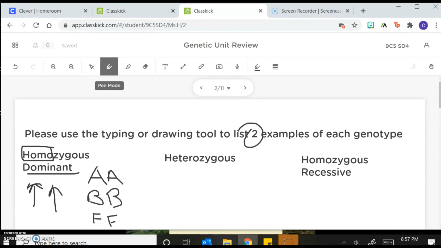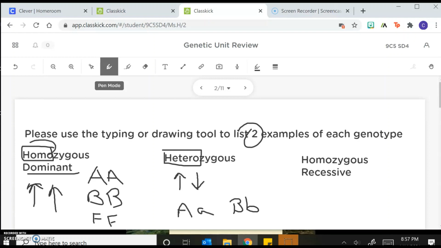Any 2 examples. Now our next is heterozygous. I know my root word hetero means different, so my letters had to be different. So this was an uppercase and a lowercase. And again, any letter. We could have had uppercase and lowercase, etc. Now our last one is homozygous recessive.